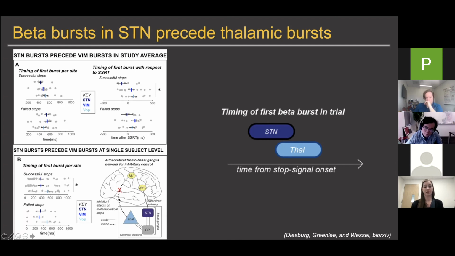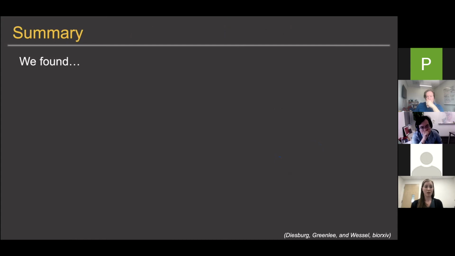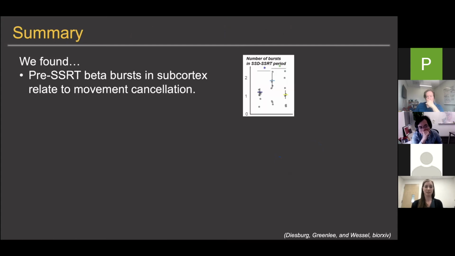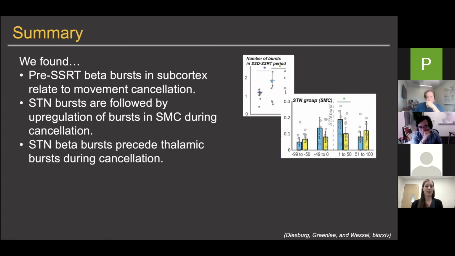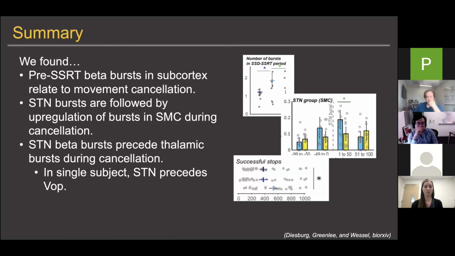And this is exciting to us, not only because it's highly unusual to be able to record from multiple subcortical regions at once in humans, but also because this seems to align with this network model that the STN might net inhibit the thalamus and potentially thalamocortical loops. So to sum up what I've shown you, we found that pre-SSRT beta bursts in subcortex do seem to relate to movement cancellation, that STN bursts are followed by an upregulation of bursts in sensorimotor cortex during cancellation, and that STN beta bursts do seem to precede thalamic bursts during cancellation in both the sample and in our single subject with recordings from both regions.